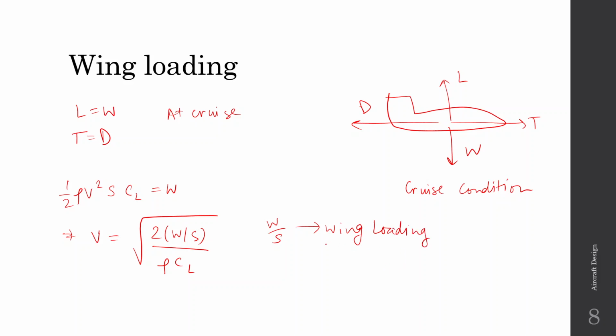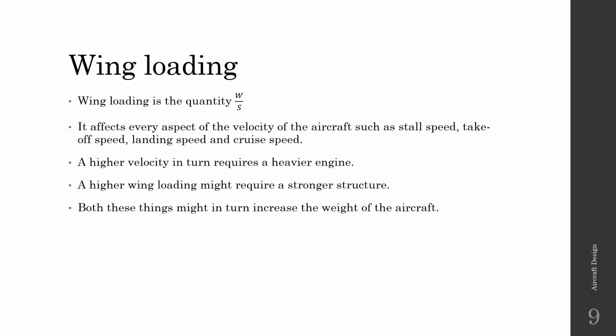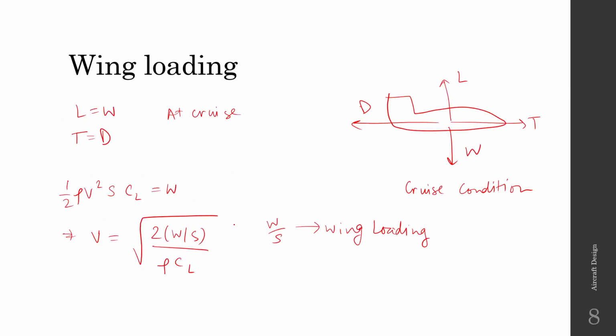And this wing loading factor affects many things in the aircraft, but primarily the velocity the aircraft is flying at. So wing loading is the quantity W by S. It affects every aspect of the velocity of the aircraft, such as stall speed, takeoff speed, landing speed, and cruise speed.